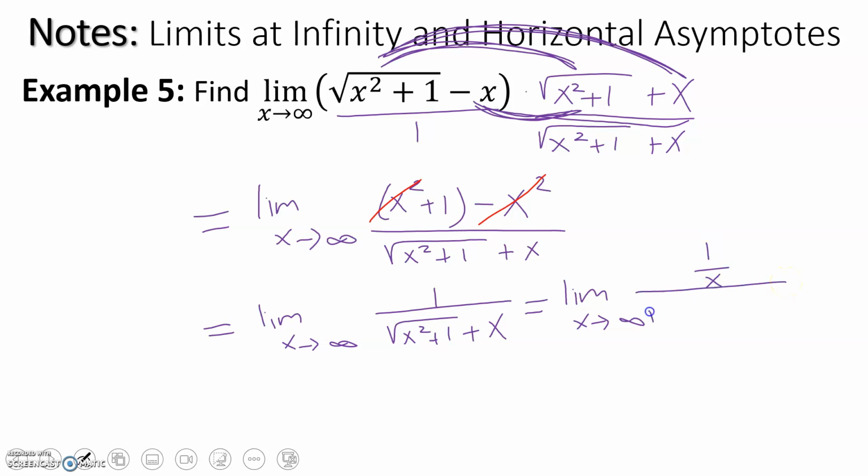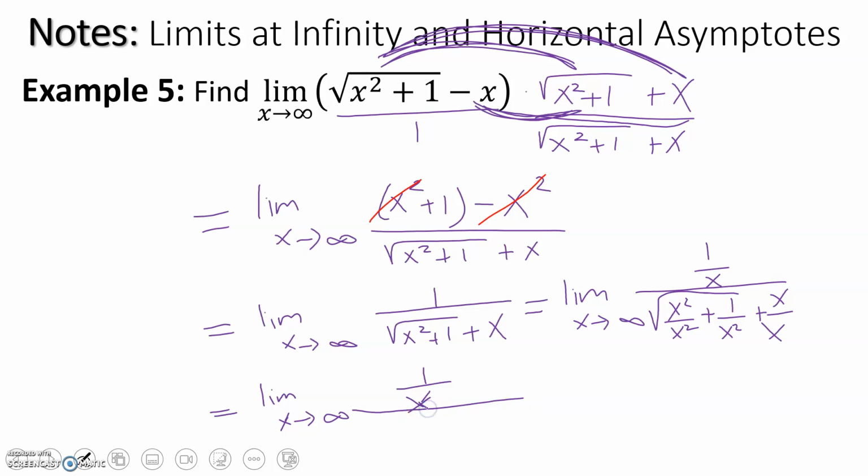So 1 over x, square root of x squared over x squared. Remember, when we put the x in the radical, it becomes x squared. 1 over x squared, x over x. All right, so then this gets rewritten as the limit as x approaches infinity of 1 over x over the square root of 1 plus 1 over x squared plus 1.